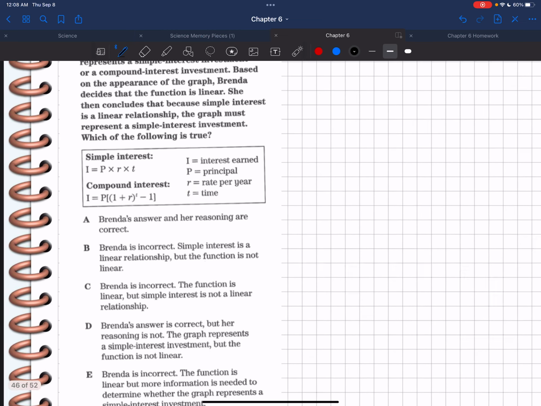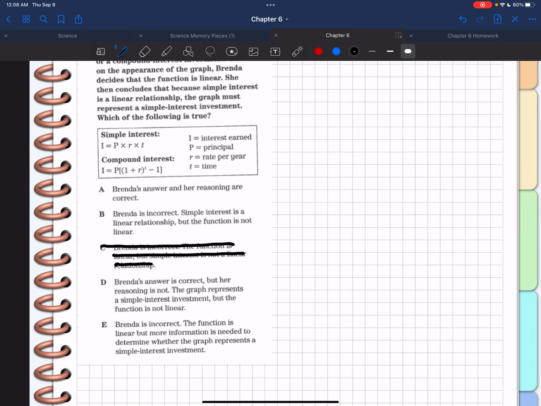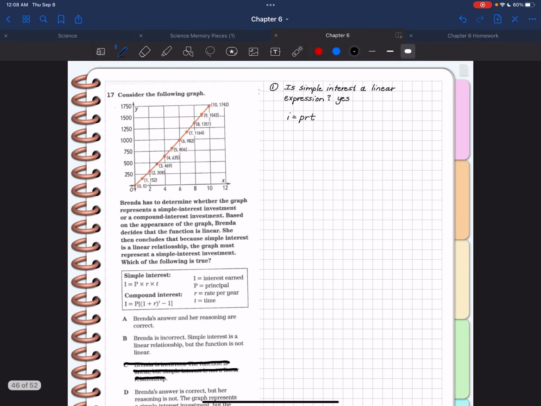So let me look at my answers. I can eliminate C because C says it's not a linear relationship. So let's get that one out of there. Okay, that's really all we can eliminate right there. So let's look at the second question that I need to decide. Is the graph linear?